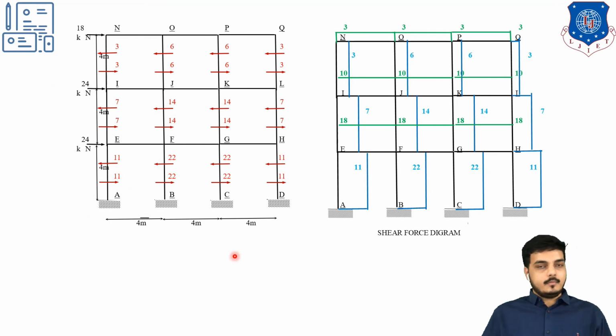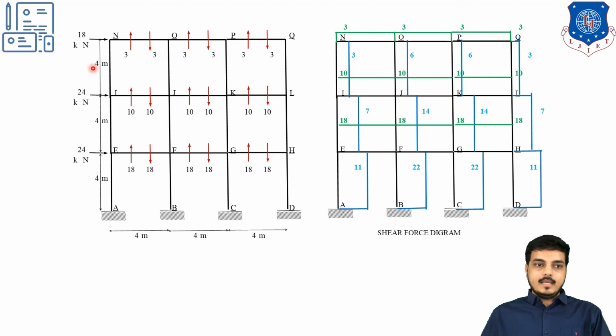Look, it is quite simple. You have to draw the bare frame, which is like this, and show the values. This is my column shear value, which I have shown in blue color. So this 3, this 6 and 3. Similarly 7, 14, 14 and 7, 11, 22, 22 and 11. Whatever direction you assume for one, you have to follow for both. Now next is for the beam. So 3, 3 and 3 it is common, 10 is common and 18 is common.